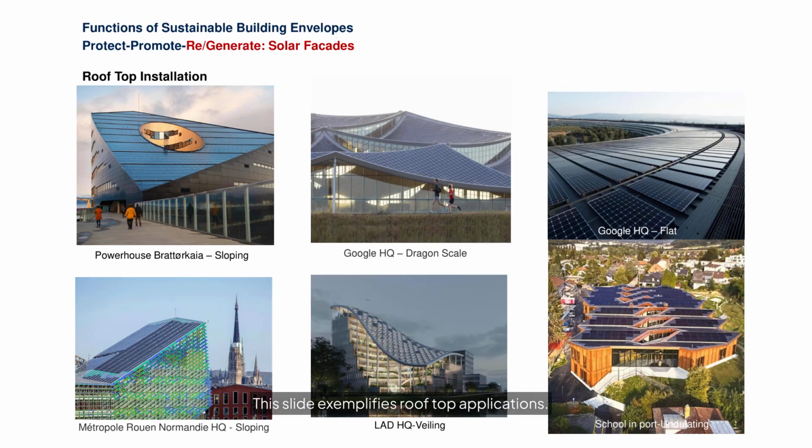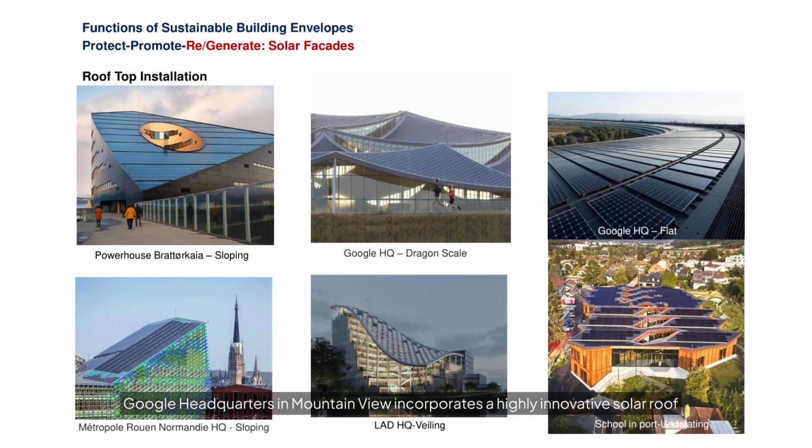This slide exemplifies rooftop applications. Powerhouse Brattørkaia in Trondheim, Norway, is often cited as the world's northernmost energy-positive building. It achieves this largely with an integrated solar facade and roof. The building is shaped with a large sloping roof and facade surface facing south, clad entirely in PV panels. Even in Norway's less sunny climate, the sheer area of PV produces more energy annually than the building consumes. This project underlines that regenerative facades can enable buildings to power themselves and even feed surplus to the grid.